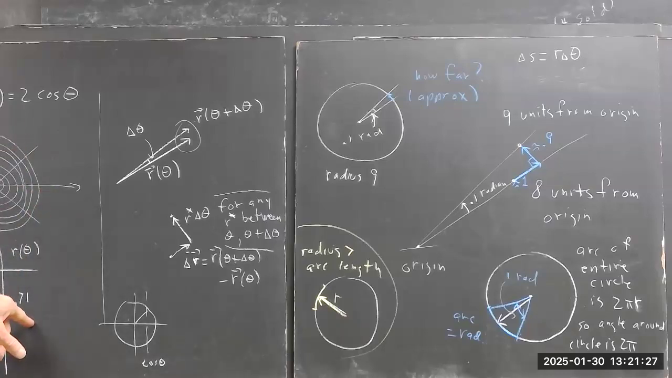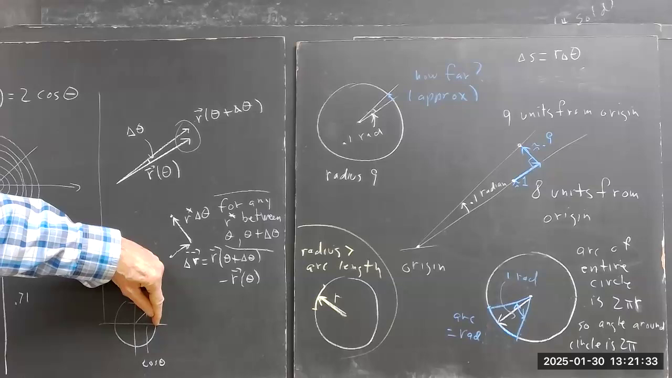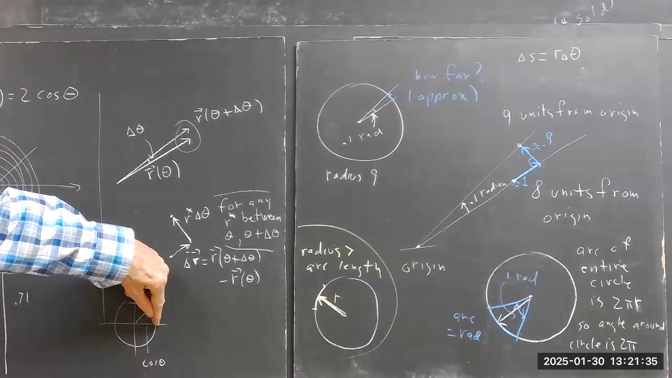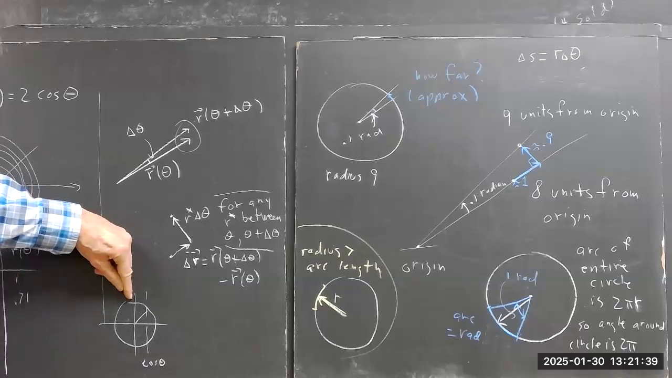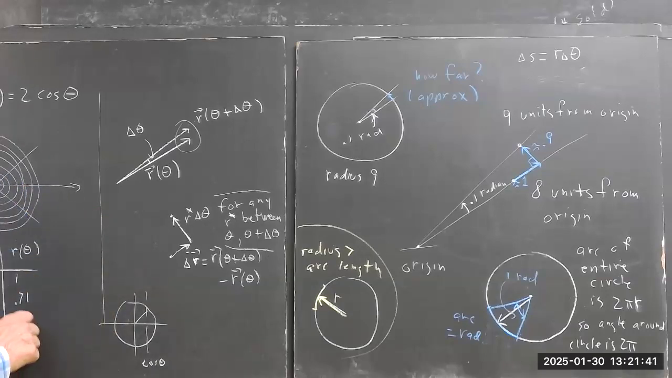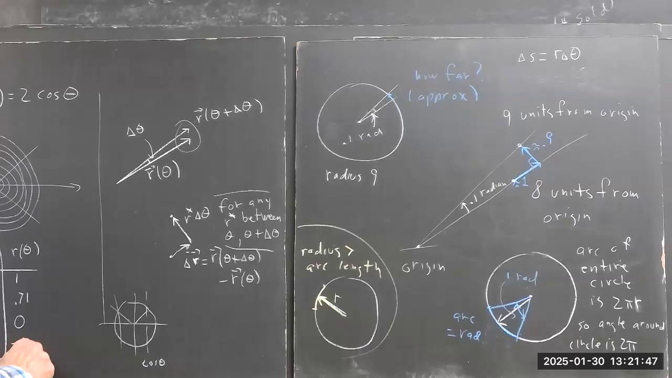Now, just by visualizing the circle at angle 0, you're here, you're on the x-axis, and the x-coordinate is 1. At pi over 2, you're here, and the x-coordinate is 0. At 3 pi over 4, you're over here, and the x-coordinate is negative 0.7, negative 1.